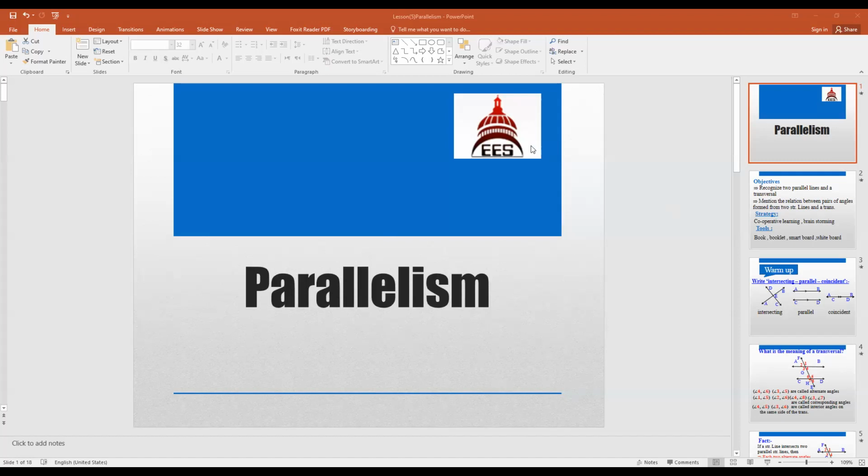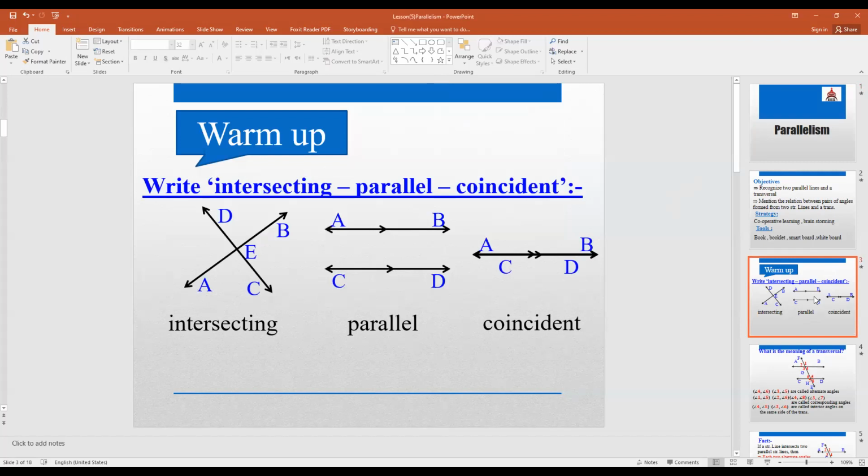Our lesson is parallelism. First, let's make a quick revision about what we have studied before. We studied the intersecting lines. These two lines AB and DC are intersecting and meeting in a point. This point is E, and the two straight lines intersect in one point.